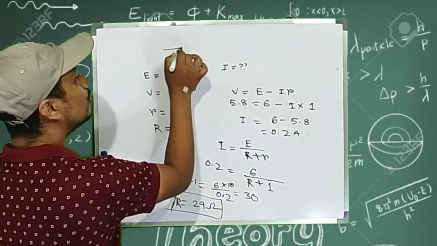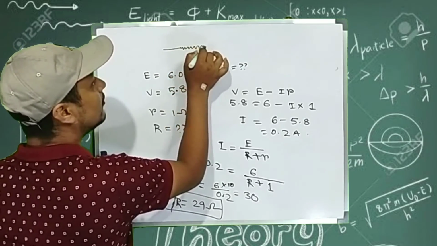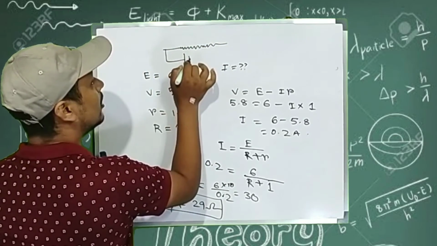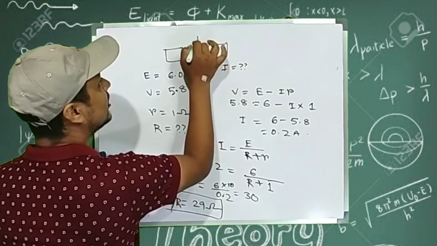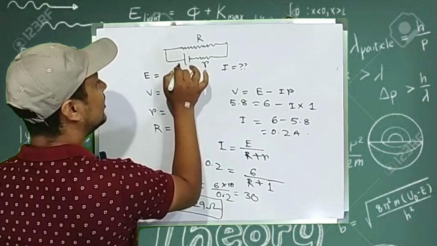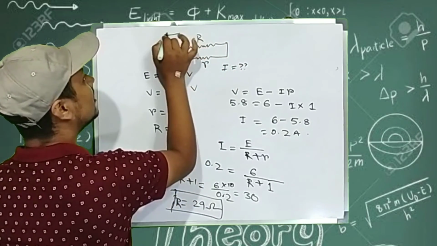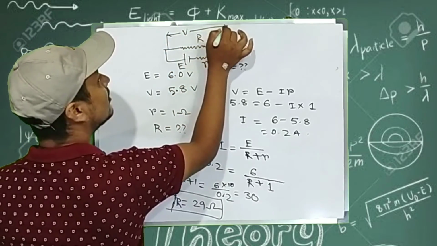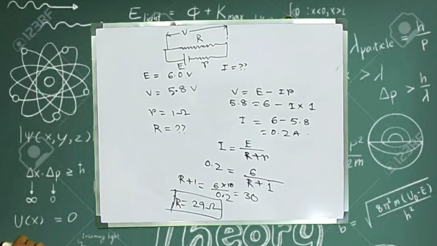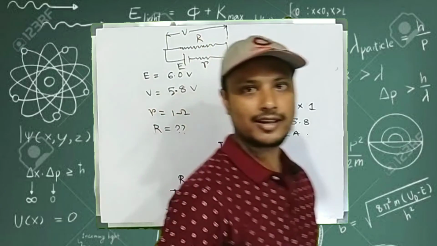And if you want to know the figure, then I can draw it in this fashion: this is r, and this is E, and this is the voltage V across the external resistance.